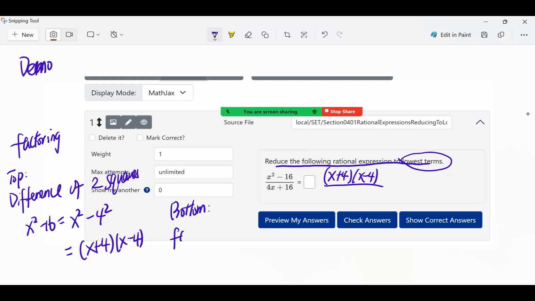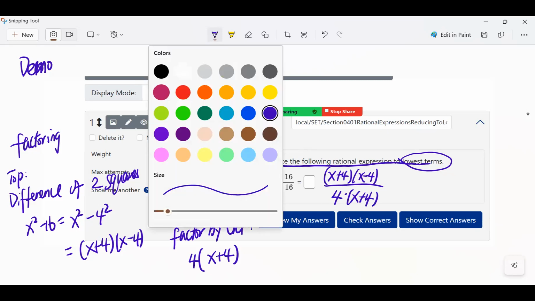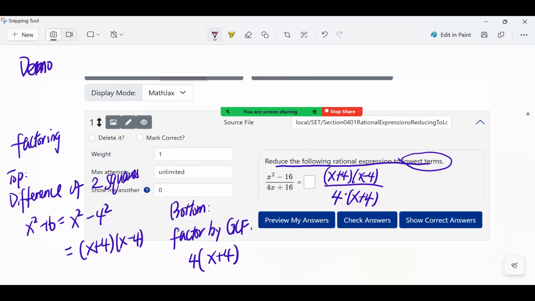We use this technique called factor by GCF. That means the GCF here will be 4, right? So factor out a 4 times x plus 4. Now from here, we're just going to cancel the common factor, x plus 4, and we end up with x minus 4 over 4.